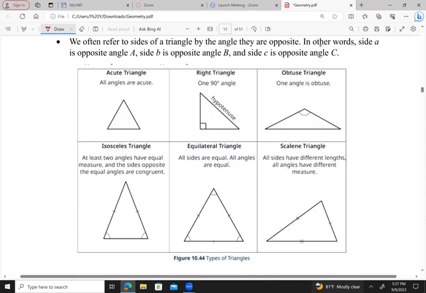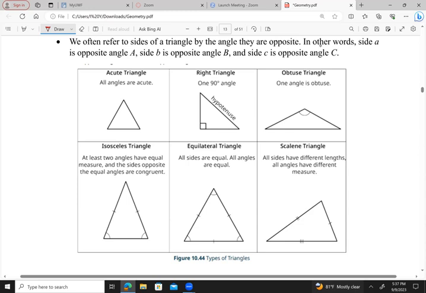So first up we have what's called an acute triangle. All angles are acute, less than 90 degrees. Then we have what's called a right triangle. One angle is a 90-degree angle. And the side opposite of that is called the hypotenuse. Okay, an obtuse triangle, one angle is obtuse.